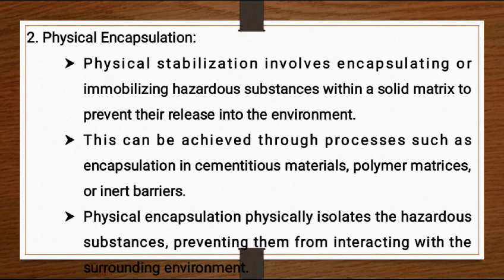We all know that we have seen the previous video about what is encapsulation. So it is capturing the hazardous substances and making them immobilized, and then maybe safeguarding or disposing. So here physical stabilization involves encapsulating or immobilizing hazardous substances within a solid matrix to prevent their release in the environment, and this can be done by encapsulation in cementitious materials, polymeric matrices, or inert barriers. Physical encapsulation physically isolates the hazardous substances, preventing them from interacting with the surrounding environment.